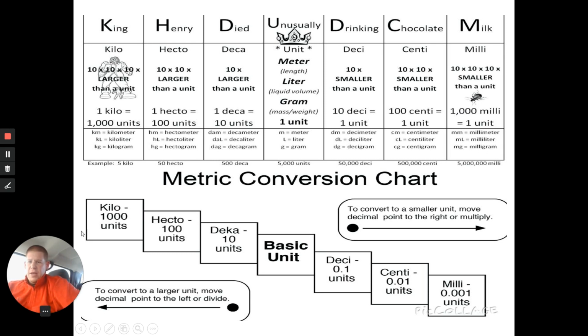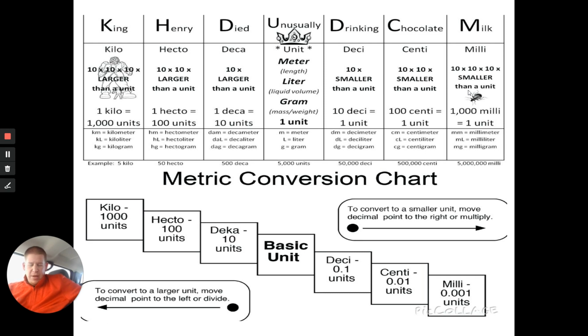We start here with kilo, and then we get deca, and then we get to our unit, which is meter when we're dealing with length, liter when dealing with liquid volume, and gram when we're dealing with mass or weight. Then as we move down, we get to deci, centi, and milli, and we continue to go from the larger to the smaller. Over with kilo, we have this larger-than character, and then we go all the way down to this poor little teeny tiny mug.